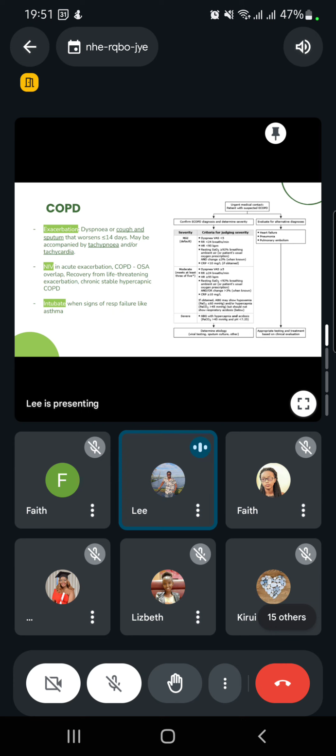And for people who are recovering from a life-threatening exacerbation, you're trying to wean them off the vent from intubation and put them on NIV. As per our NIV discussion last week, some of these indications are mentioned. But all in all, you need to intubate when signs of respiratory failure come up.